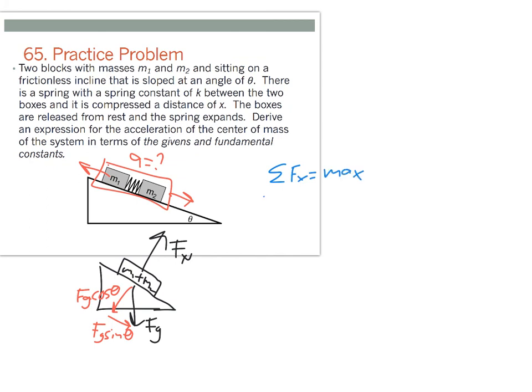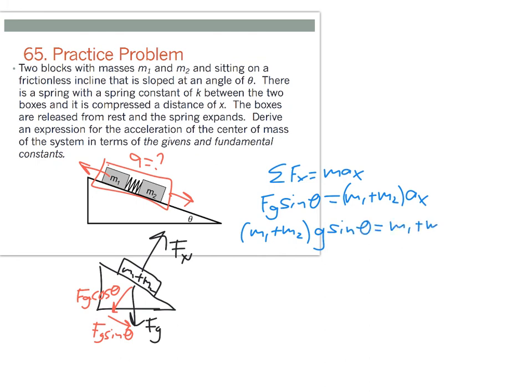So in the x direction, all we have is Fg sine theta, which is equal to m1 plus m2, the total mass of our system, times our x acceleration. We can sub in for Fg, it's just going to be m1 plus m2 times g, since it's the force of gravity acting on our system. And then we can go ahead and solve for our acceleration. M1 and m2 cancel out, and we find that the acceleration of our system, which is the acceleration of the center of mass, is just g sine theta.